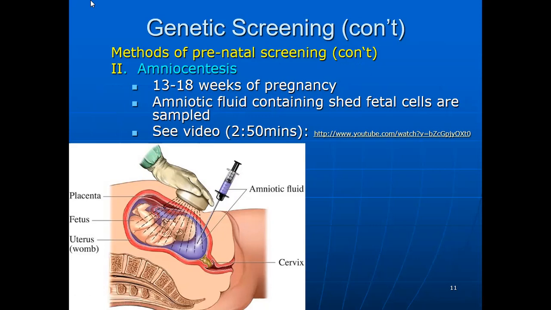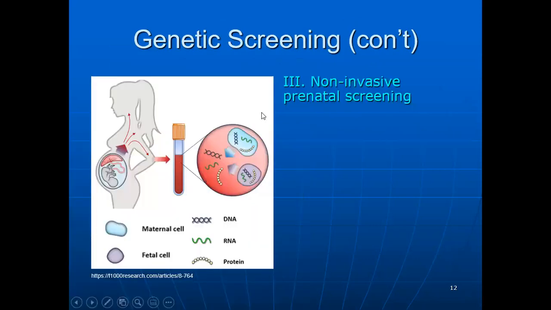Okay. So this is amniocentesis. Now nowadays they have a better method, which is non-invasive prenatal screening. Non-invasive prenatal screening is where they will take the blood from the pregnant woman and then test for the presence of the allele in this fetus. The reason is because, you know, as the fetus grows for 9 months, some of the cells may die off as it grows.